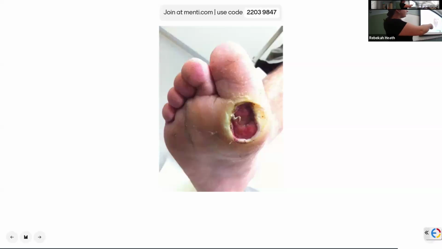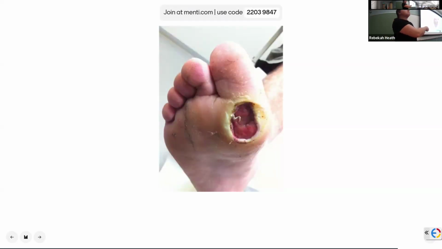Here's a very typical one that you'll see at the bottom of the foot. You and I would be crying, right? But because of their neuropathy, they don't feel that. And you can see how easily it can get into the bone. And that's when you have the bone infection, and sometimes even you have to have amputations.